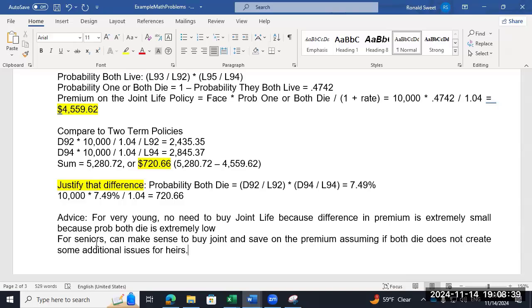And I think the real key here is that the focus is on them, not on their heirs. The whole reason they're buying this policy is for them to protect each other and just save money and buy the joint policy. If there's some implication for the heirs, if they were to both die, then you'd have to stop and think, maybe we do need a two-term policy.